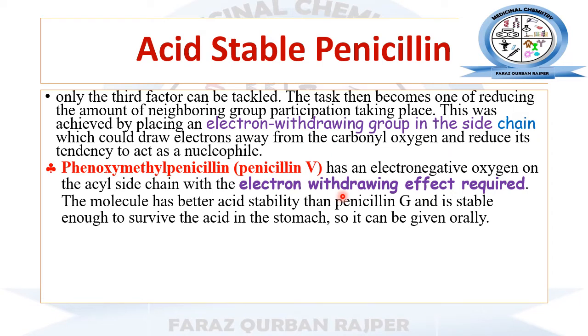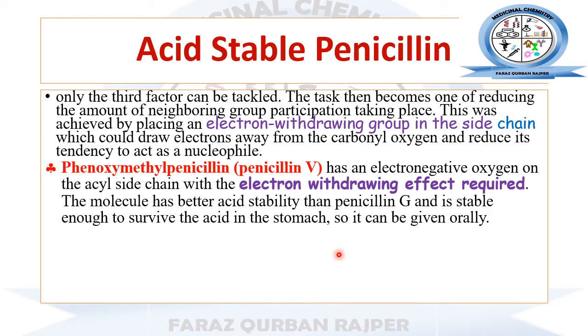So in the case of phenoxymethyl penicillin, that is penicillin V, we have the electronegative oxygen. We will observe its structure in the upcoming slide, that it has an electron withdrawing group, and this electron withdrawing group, the phenoxymethyl group, will draw the electron away from the electronegative oxygen, and that's why it has reduced its tendency to act as a nucleophile, and ultimately the ring opening of the penicillin will not occur, and its activity will be maintained. So in this way, penicillin V is acid stable.